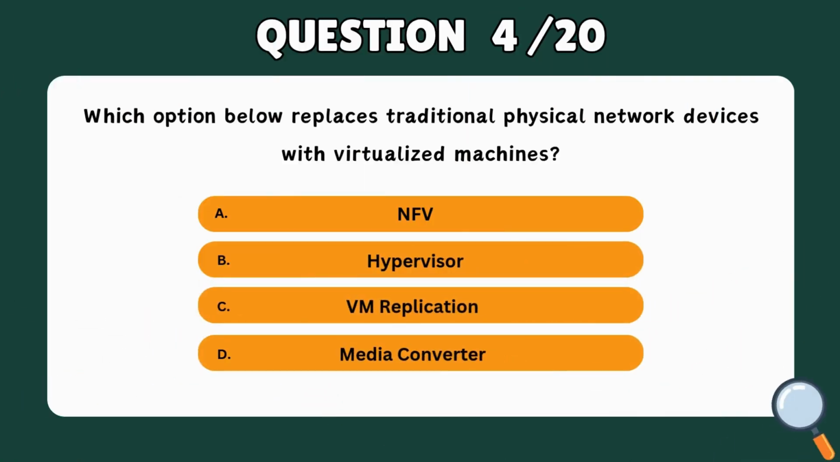Question 4. Which option below replaces traditional physical network devices with virtualized machines? A. NFV. B. Hypervisor. C. VM replication. D. Media converter. Correct answer: A. NFV.